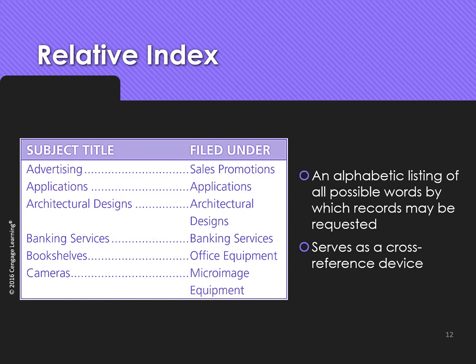Relative indexes are an alphabetic listing of all possible words by which records could be requested. This kind of serves as a cross-reference device. In other words, a relative index lists all the subtopics that are used in the system so that you can see the major topics to look under for your specific file.